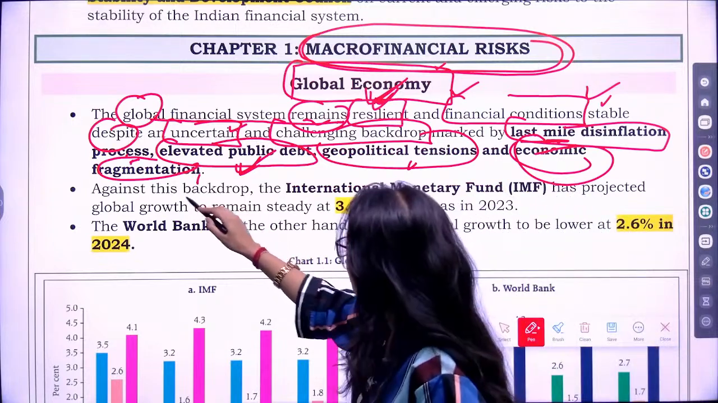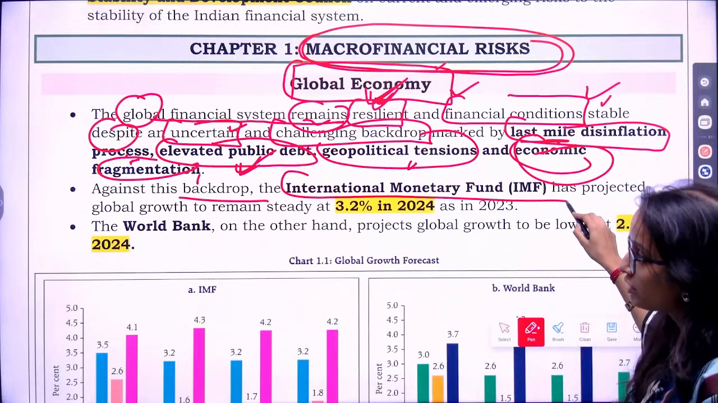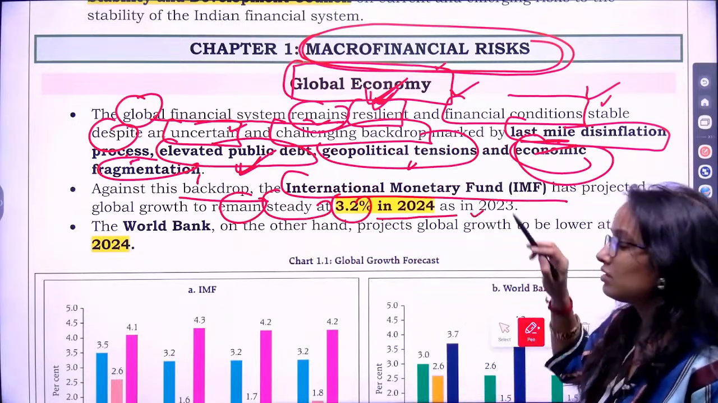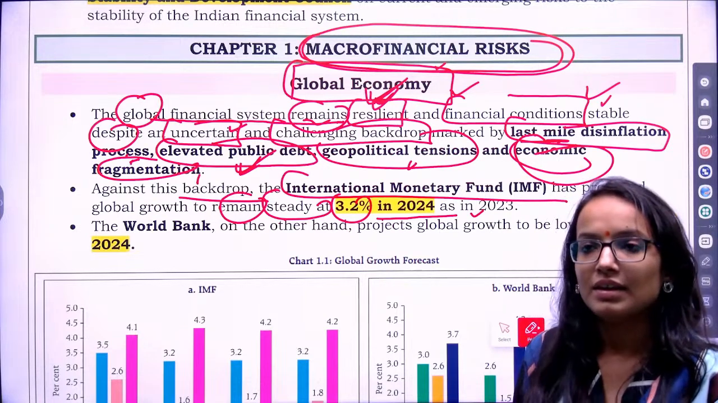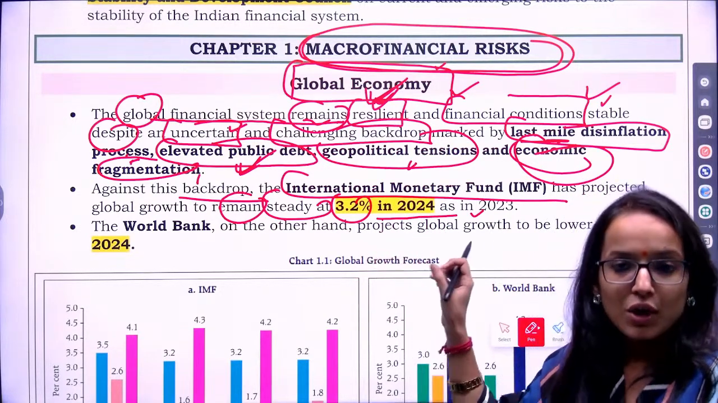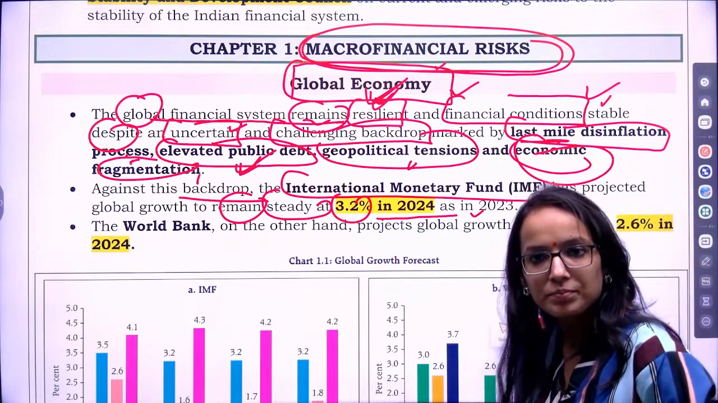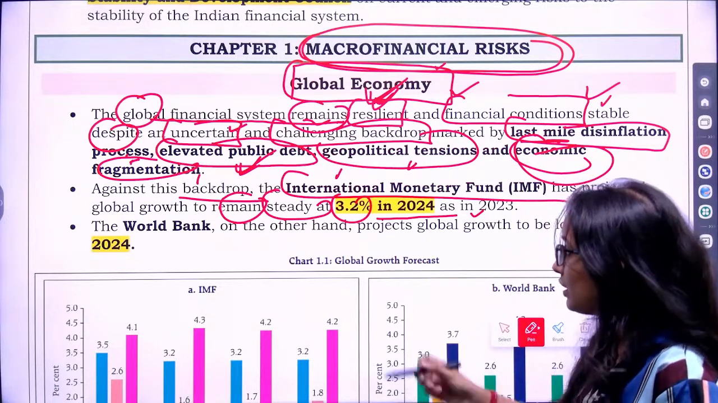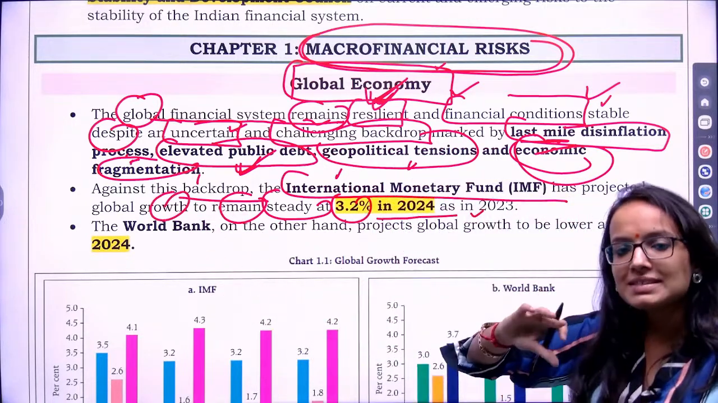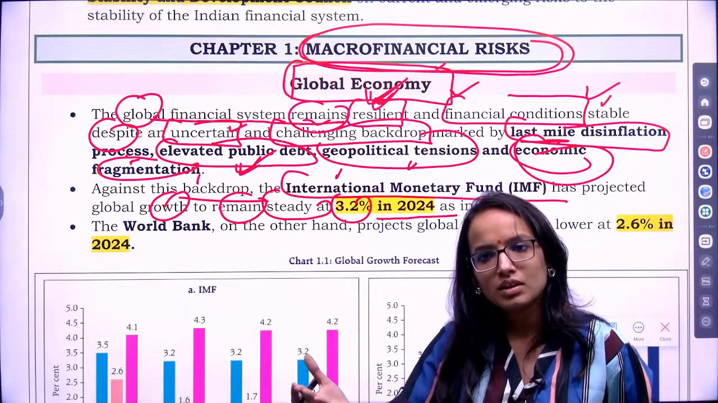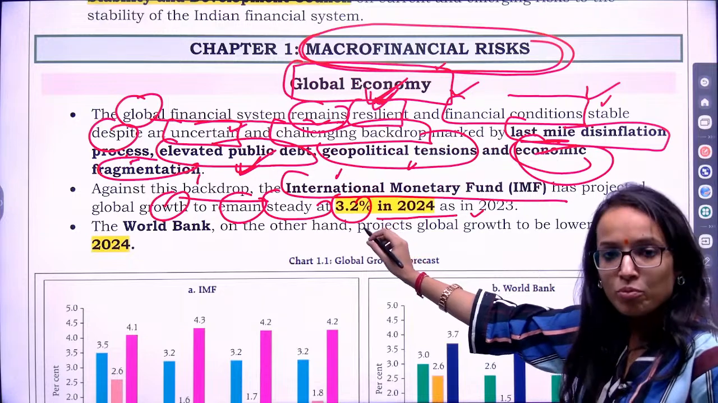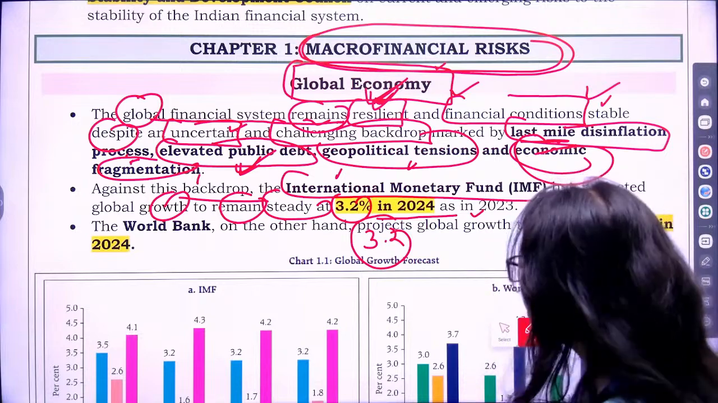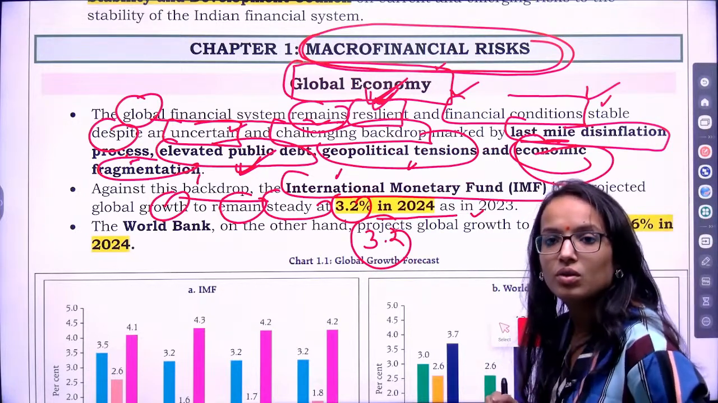Now, next thing, against this backdrop, the International Monetary Fund has projected global growth to remain steady at 3.2% in 2024 as in 2023. Given this scenario, what are the growth projections of the IMF? According to the IMF, global growth is to remain steady, so not much fluctuation is expected. They are expecting it to remain steady at 3.2 in 2024.